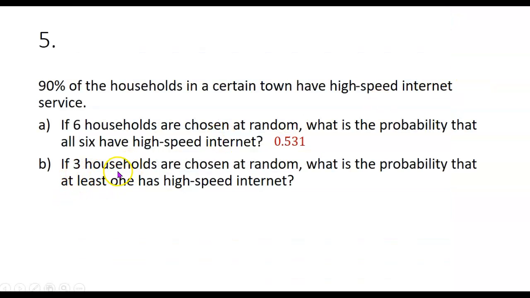Now, question B. If 3 households are chosen at random, what is the probability that at least one has high-speed internet? So we could keep on thinking of this in terms of binomial probability. This time, P is still 90%, 0.9, but N would be 3, and we want the probability of X being at least 1. So not just 1, but at least 1. Could be 1, could be more than that, could be 2, could be all 3.